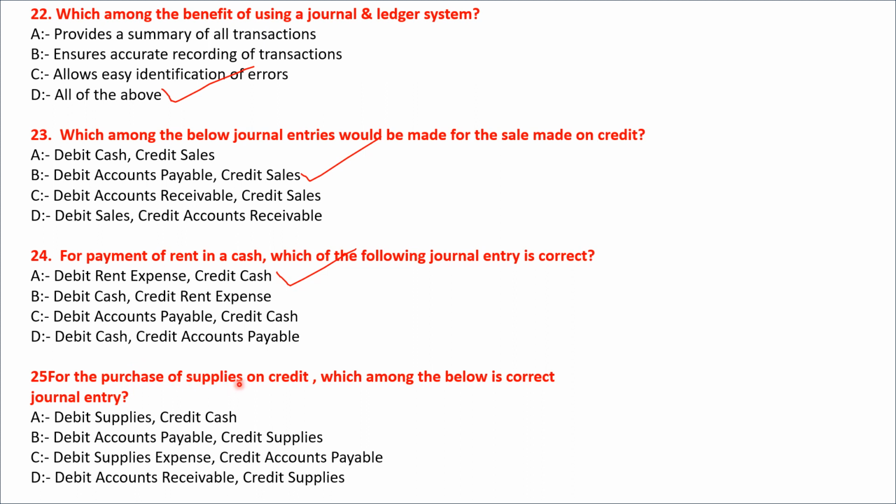For the purchase of supplies on credit, which among the below is correct in journal entry? Let's see the options. Debit supplies, credit cash; debit accounts payable, credit supplies; debit supplies expense, credit accounts payable; and debit accounts receivable, credit supplies. So the right answer will be option C, debit supplies expense and credit accounts payable. Okay, let's move ahead.